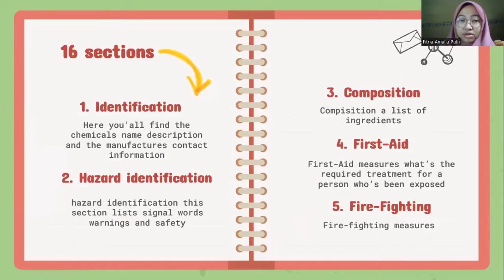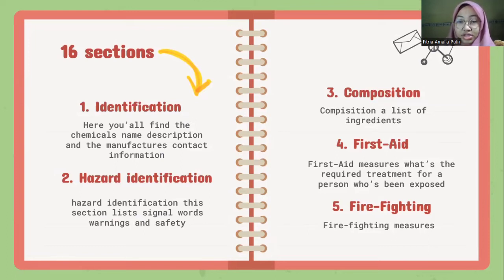I will explain the 16 sections. Section 1 is identification. Here you will find the chemical's name, description, and the manufacturer's contact information. Section 2 is hazard identification. This section lists signal words, warnings, and safety statements. Section 3 is composition, a list of ingredients.